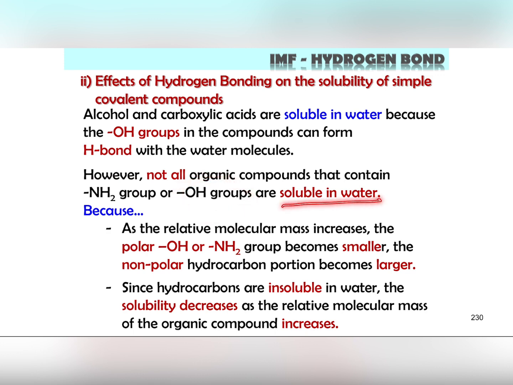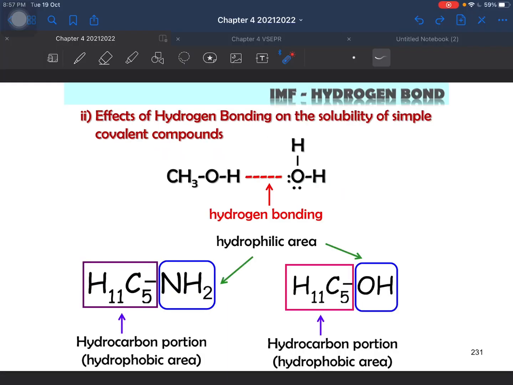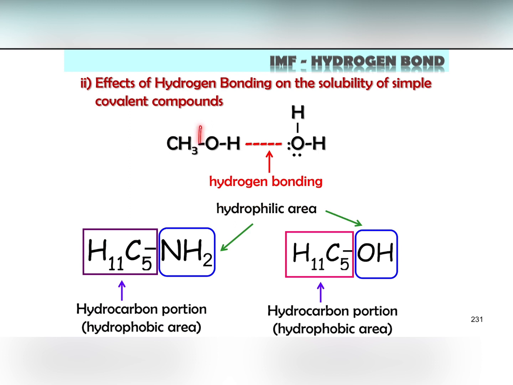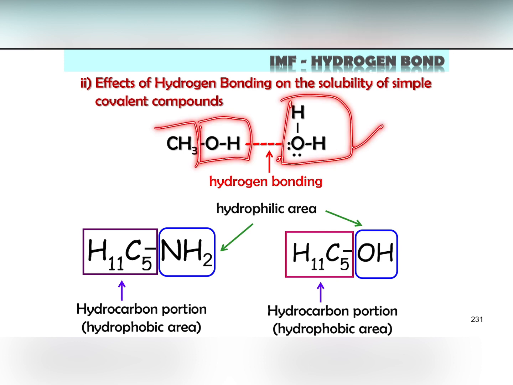But not all organic compound yang ada NH group and also OH group boleh jadi soluble in water. Dia ada beberapa exception case. So let's say kita ada alcohol. Tengah ni adalah dia punya hydrogen bond with water molecule. Kalau untuk in this case ini metanol, metanol hanya ada satu carbon. So, this part yang akan buat hydrogen bond yang akan larut dengan air. This part, hydrocarbon dia tak larut air.